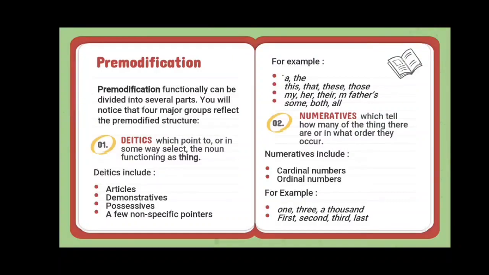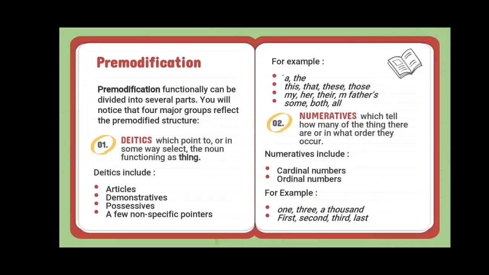And the second is demonstratives, for example, this, that, these, those. And the third is possessives, for example, my, her, their, my father's. And the last one is a few non-specific pointers, for example, some, both, and all.